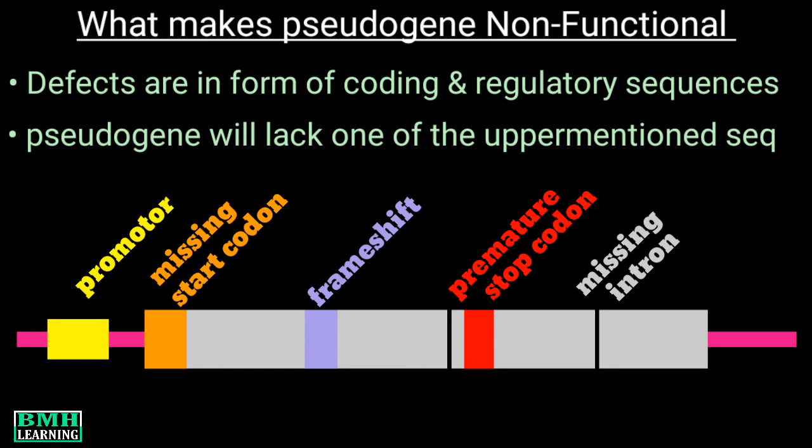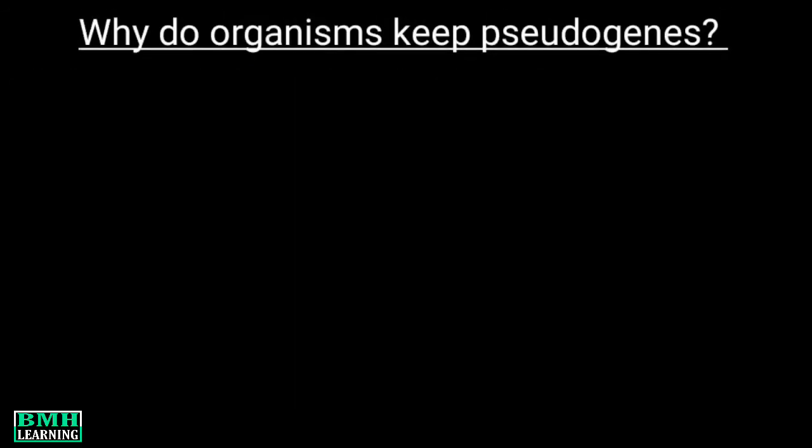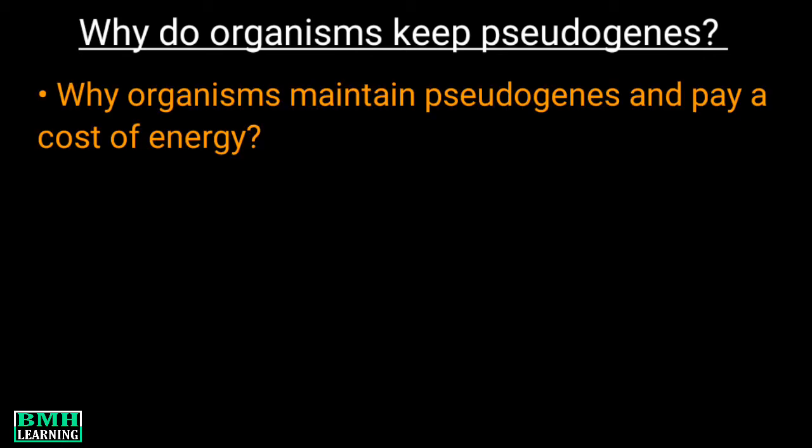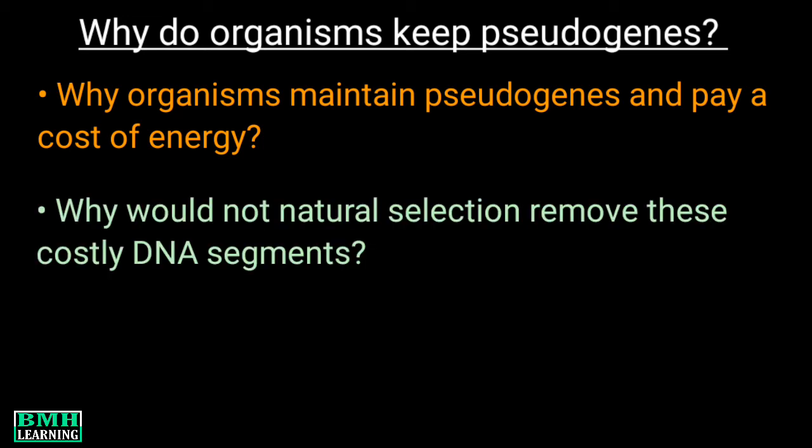Now let's discuss the most important concept about pseudogenes. Why do organisms keep pseudogenes? This question points to many other questions, like why organisms maintain pseudogenes and pay a cost of energy. If maintaining them comes at the cost of energy, that means they are disadvantageous. If this is the case, why would natural selection not remove these costly DNA segments?